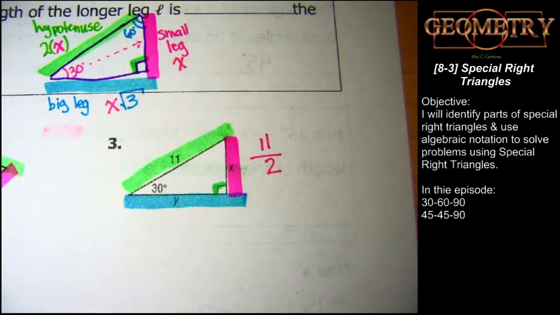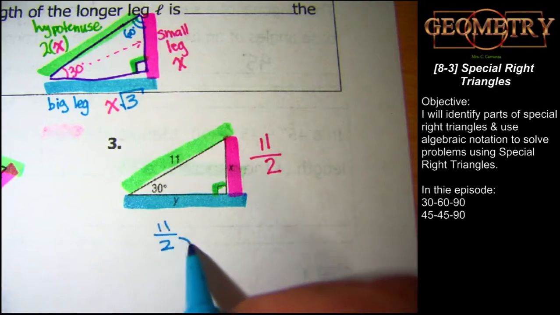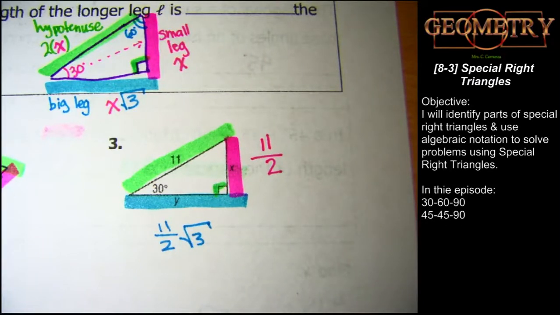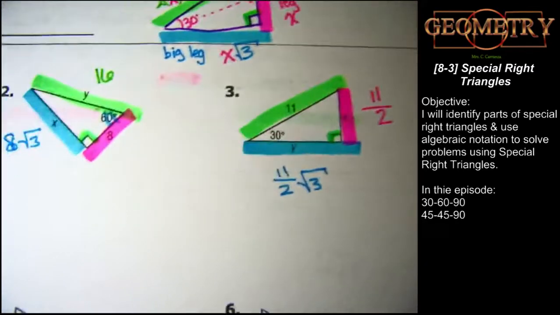Leave them as fractions. Again, no decimals. All right, my small leg is 11 over 2, 11 halves. And so my big leg is 11 halves square root of 3. Is this getting ridiculously simple? Oh, very good. I'm so happy for you.